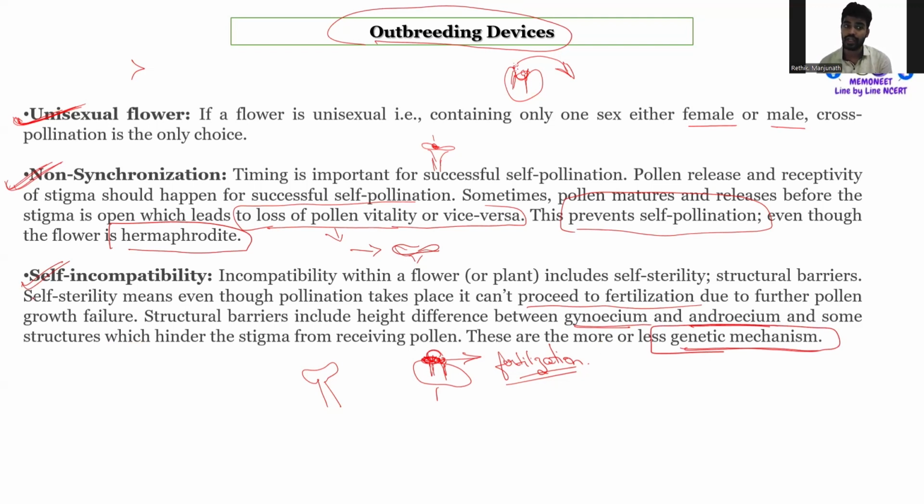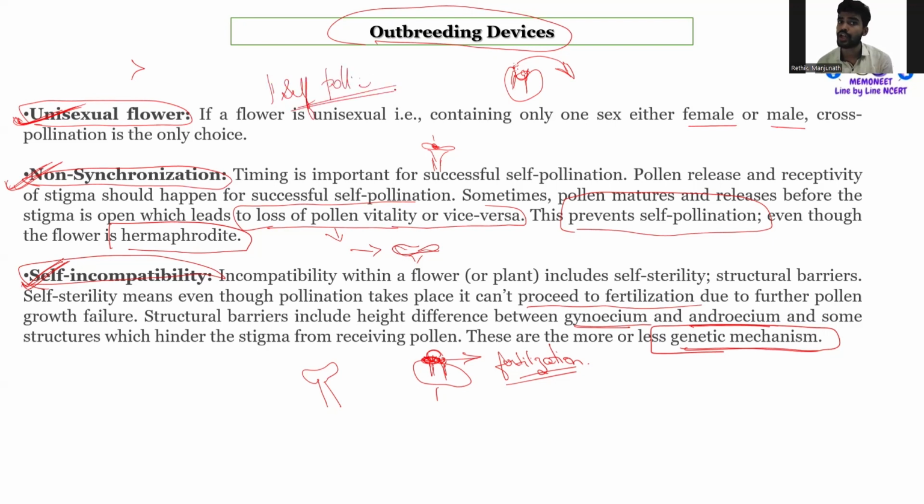So in this way we can see the outbreeding devices such as self-incompatibility. Totally, we have studied three outbreeding devices here: one is unisexual flowers, then non-synchronization, and self-incompatibility. Why are these outbreeding devices very important? In order to stop self-pollination.